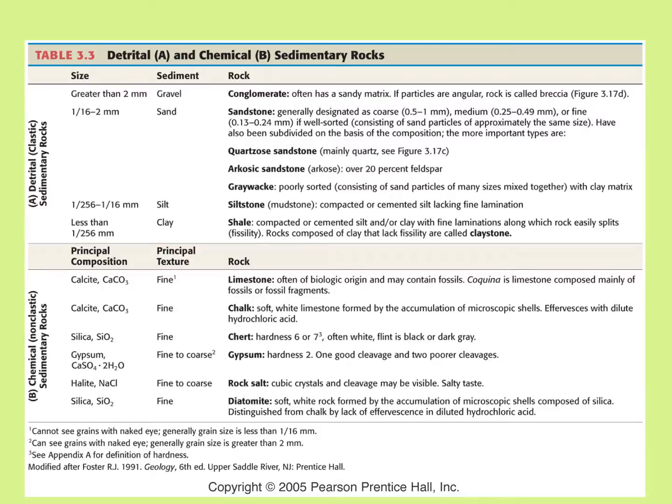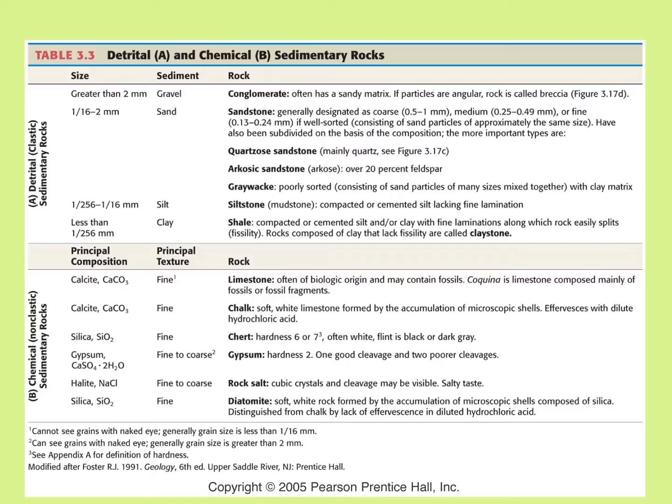Take a look at Table 3.3, which examines a number of different types of rock and what size of grains make them up, and looks at both detrital and chemically deposited sedimentary rocks to give you some of the most common names. I'll briefly mention these. I'm reading the right-hand column. Conglomerate and sandstone. Quartzose sandstone only tells you that it was mostly quartz.